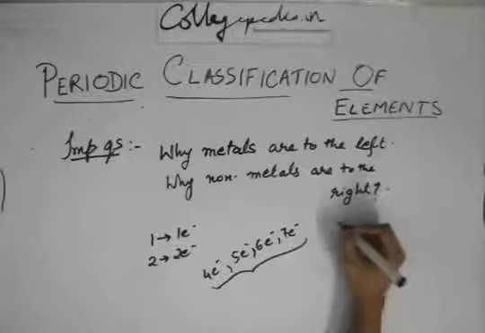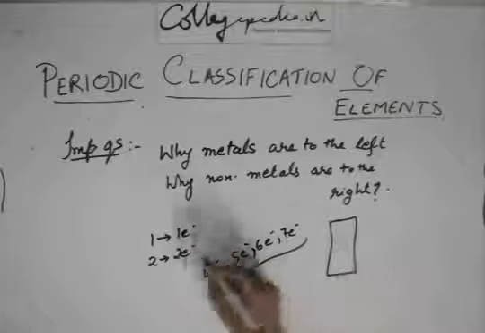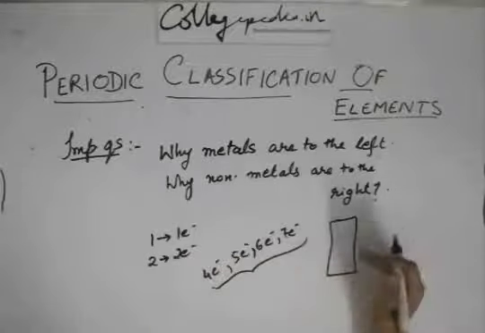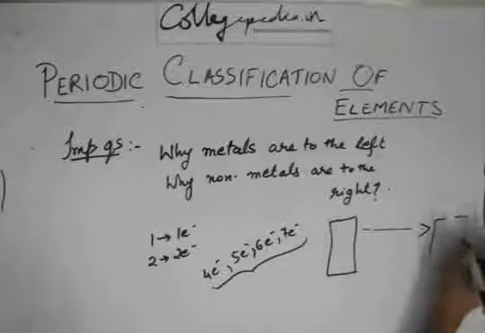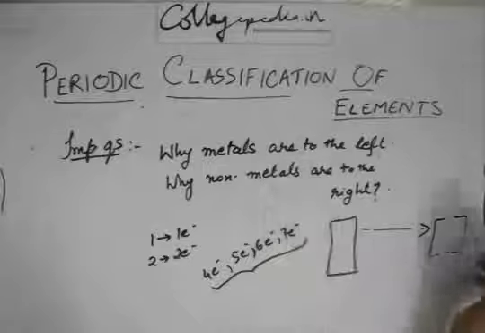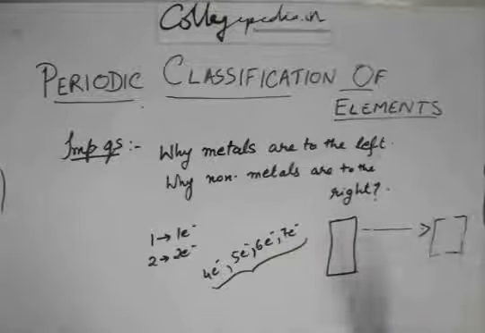So that is why most of the metallic elements are towards the left, where there are 1 or 2 electrons in the outermost shell. And as you go to the right, you would have non-metals, because they would have 5, 6, 7 electrons, and thus they would behave like non-metals, tending to accept electrons.